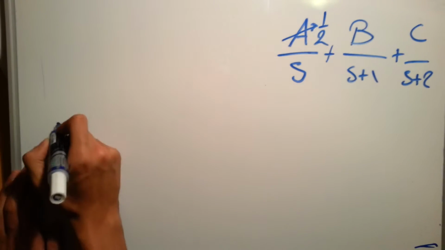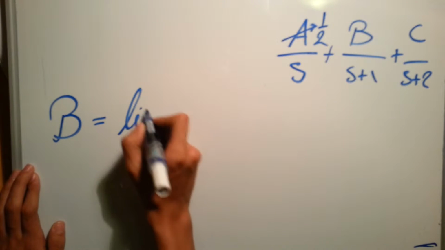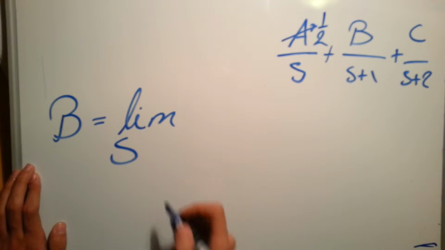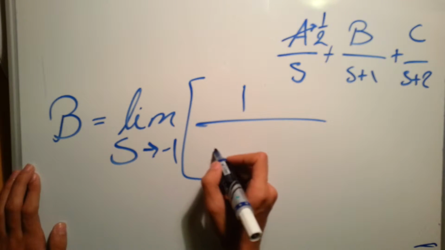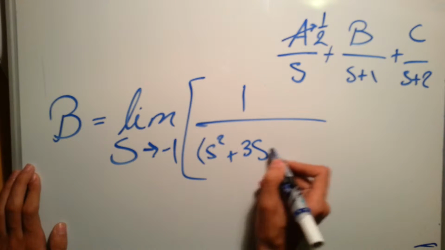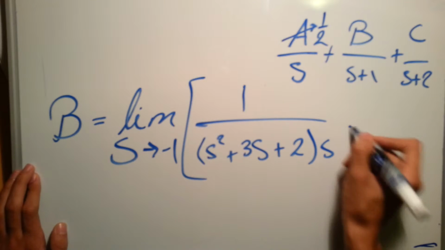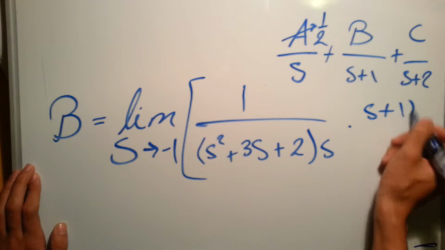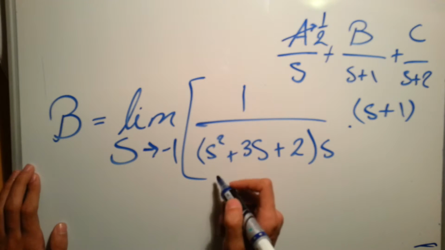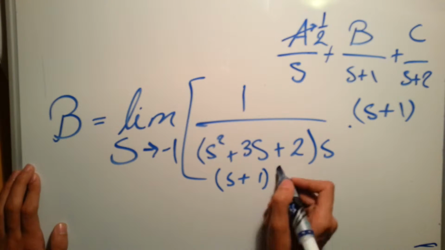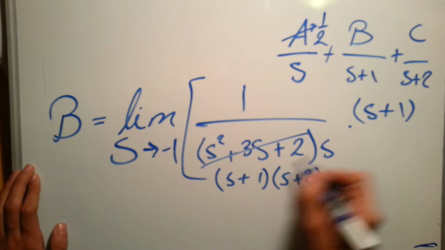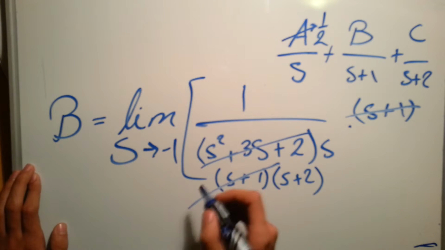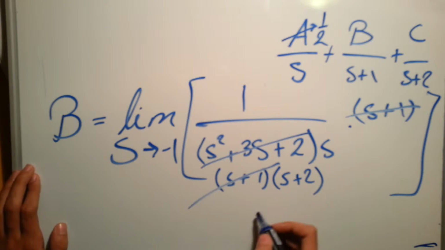So B will equal the limit when s goes to the value that makes this 0, which is minus 1, of the original fraction 1 over s squared plus 3s plus 2, multiplied by s times s plus 1. Previously we said that this one is s plus 1 times s plus 2. So we cancel this one and we put this one. So this will cancel with this. We'll end up having 1 over s times s plus 2.